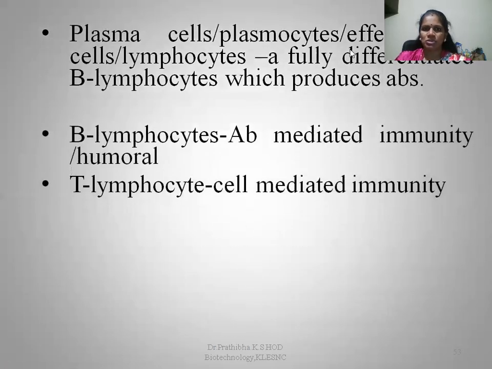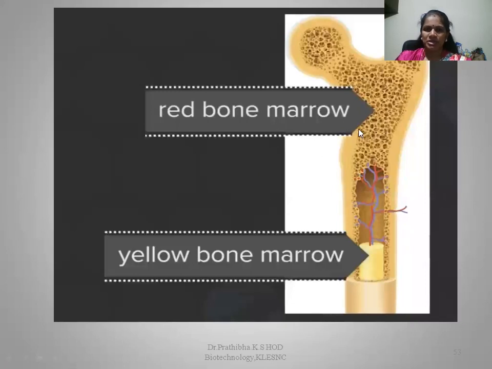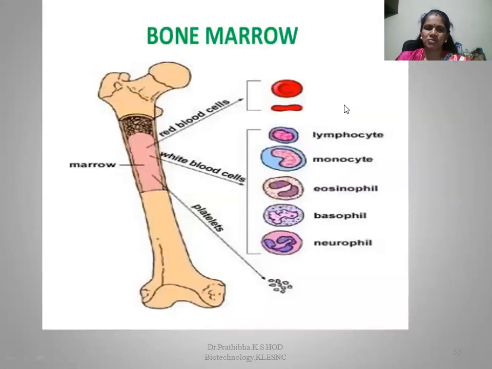Plasma cells are plasmocytes, effector B cells, a fully differentiated B lymphocyte which produces antibodies. B lymphocytes produce antibody-mediated immunity or humoral immunity, whereas T lymphocytes are responsible for cell-mediated immunity. Here you can see the red bone marrow and yellow bone marrow, which are responsible for the production of different types of blood cells. Red bone marrow is responsible for the production of RBCs, WBCs and also platelets.